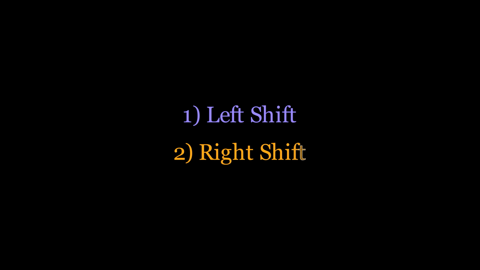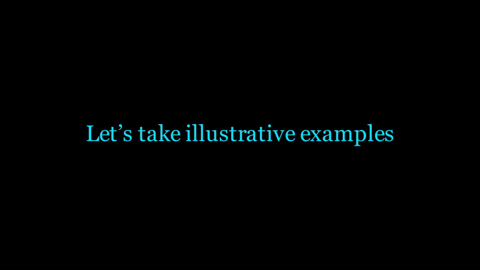Shift operations are categorized into two fundamental types: left shift and right shift. While they serve different mathematical purposes, both manipulate data at the bit level. Let's break down their behavior one by one through illustrative examples.